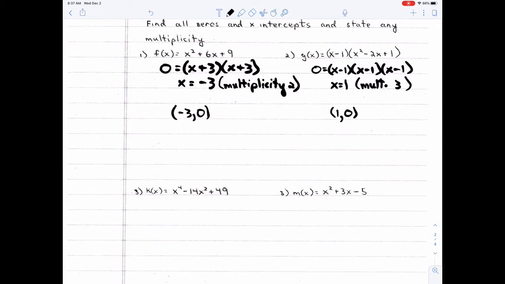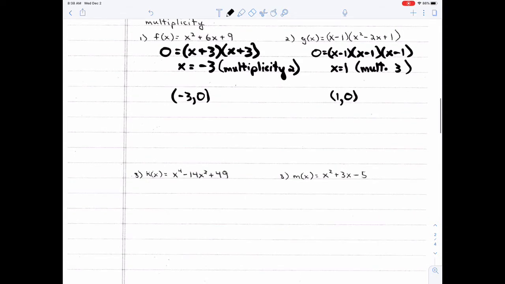There are 2 zeros here. It's the same 0 twice, so you don't need to state such. You don't need to write -3 twice. But that also means there's only one x-intercept. So multiplicity just tells you the number of times that number is a 0. But you're only going to get one intercept out of it. So like on number 2, the multiplicity was 3. That means that 1 is a 0 3 times. You don't need to write 1 3 times, but it's just going to give you one x-intercept.